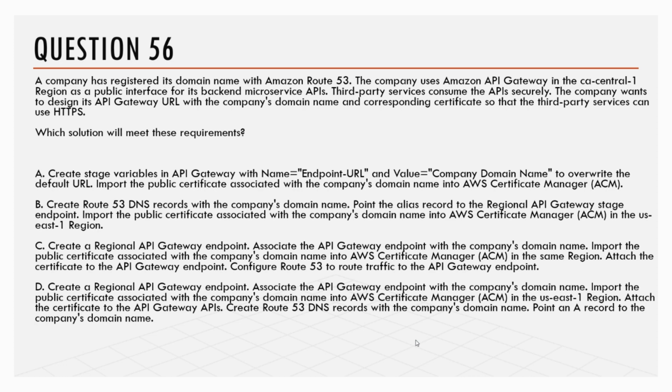Option C. Create a regional API Gateway endpoint. Associate the API Gateway endpoint with the company's domain name. Import the public certificate associated with the company's domain name into AWS Certificate Manager in the same region. Attach the certificate to the API Gateway endpoint. Configure Route 53 to route traffic to the API Gateway endpoint. Option D. Create a regional API Gateway endpoint. Associate the API Gateway endpoint with the company's domain name. Import the public certificate associated with the company's domain name into AWS Certificate Manager in the us-east-1 region.